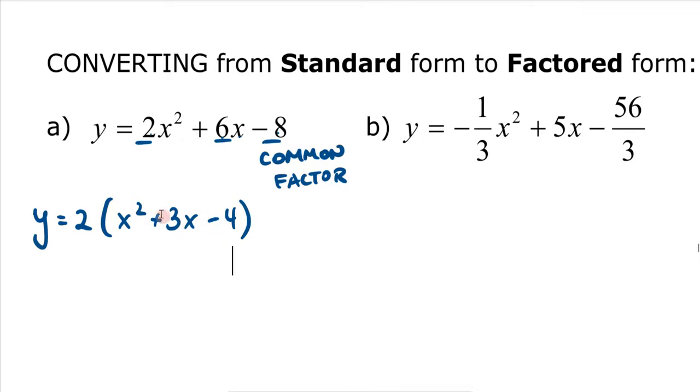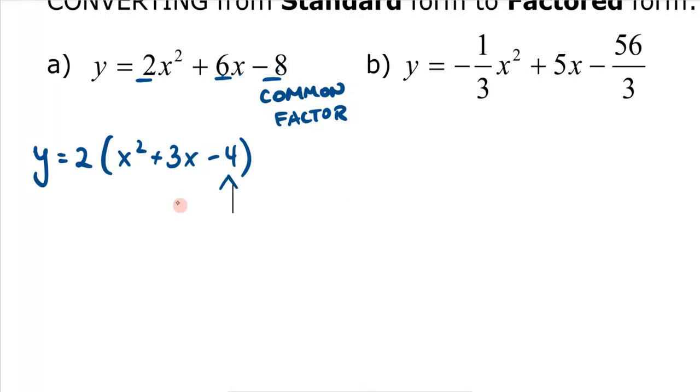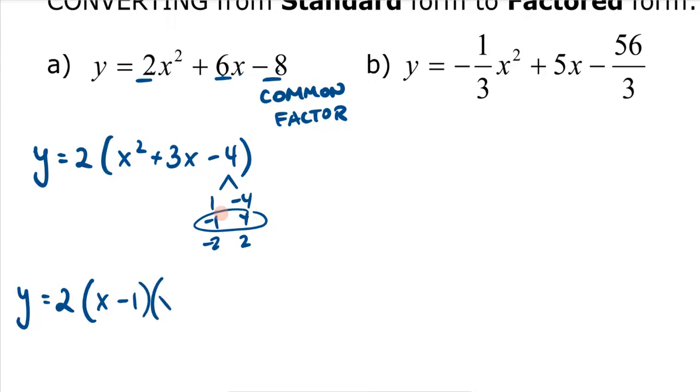So now I have this simple trinomial, and I can use my product sum method. So find two numbers that multiply to negative 4 and then add up to positive 3. Right? So if I write out the factors of 4, I would have 1 and negative 4, negative 1 and positive 4, negative 2 and positive 2, and you check which of these pairs add up to positive 3. Well, it turns out this one right here, negative 1 and positive 4. So my factored form would be 2, so keep the 2. In brackets, you would have x minus 1, and then x plus 4.